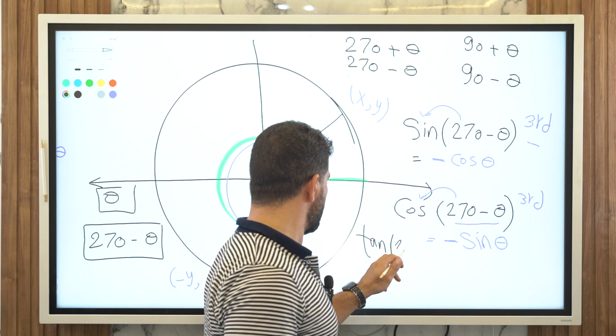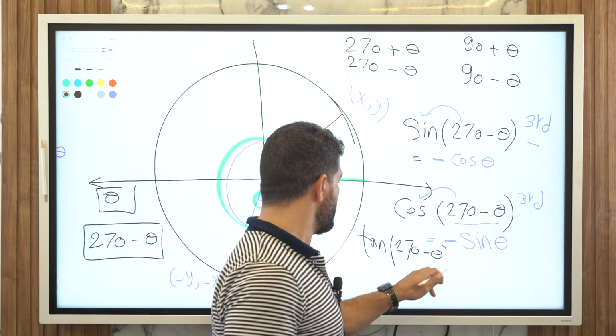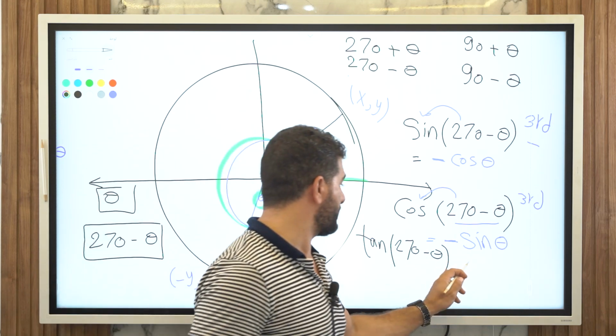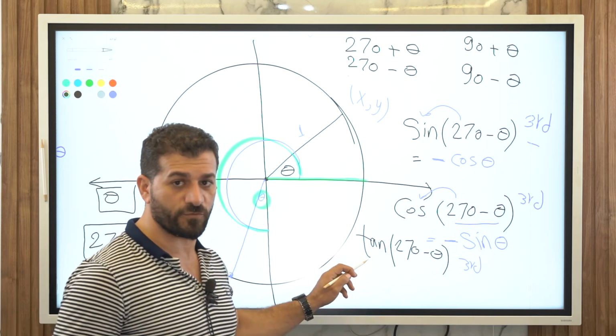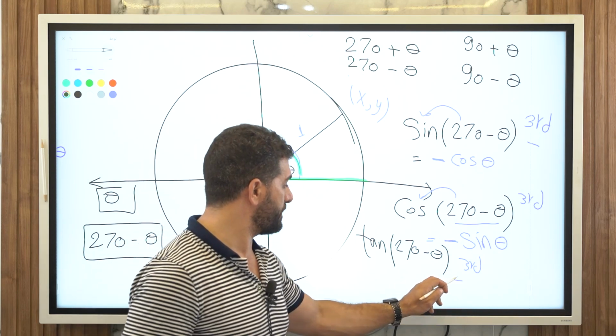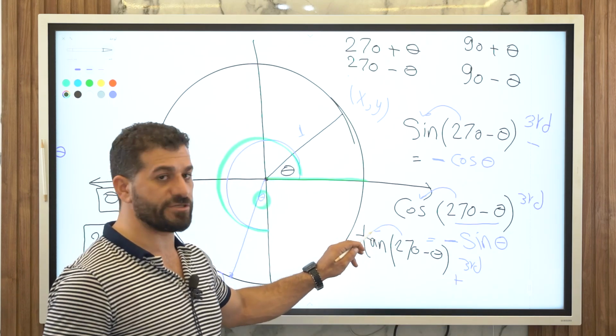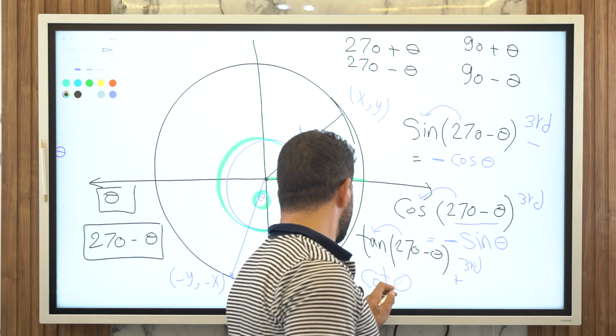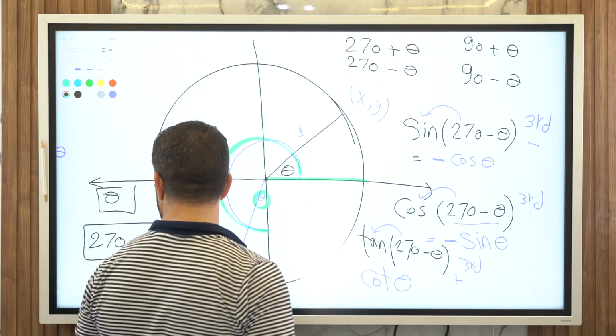What about tan? Tan 270 minus theta. The same. 270 minus theta lies in which quadrant? In the third quadrant. What is the sign of tan? It's positive. And 270 changes tan to cotan. So that is equal to what? Cotan theta. Okay.